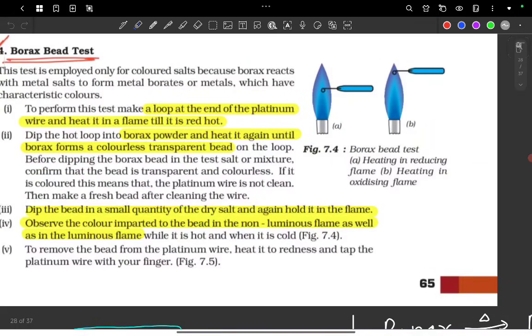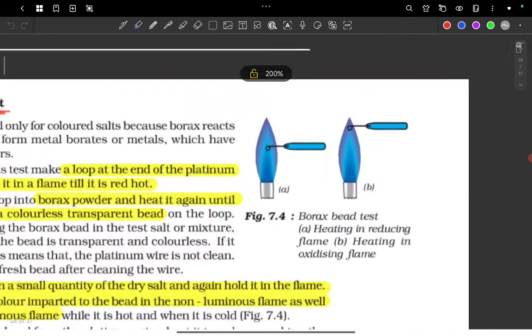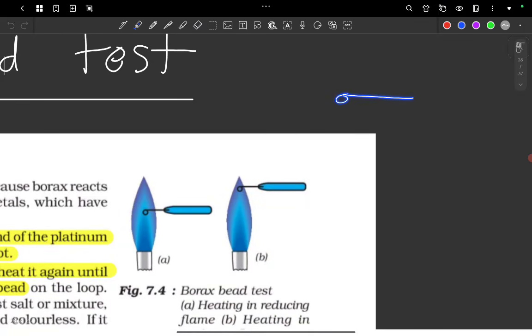No, not in an oxidizing flame. You just heat it again under this flame, and basically on the loop, this forms a bead, a kind of lollipop. It forms, okay.